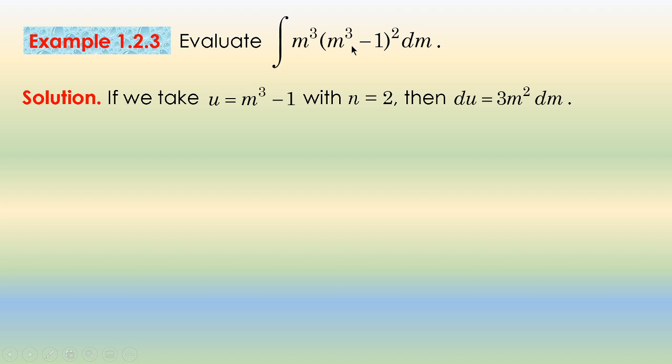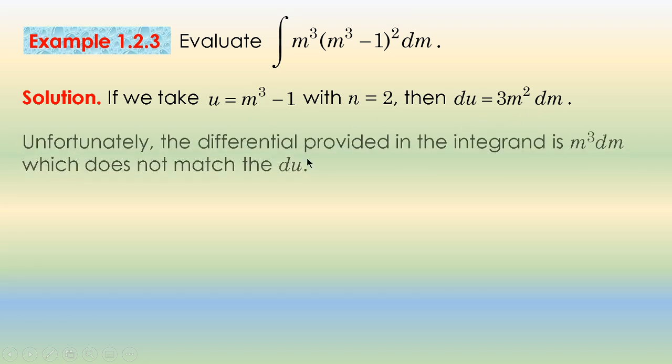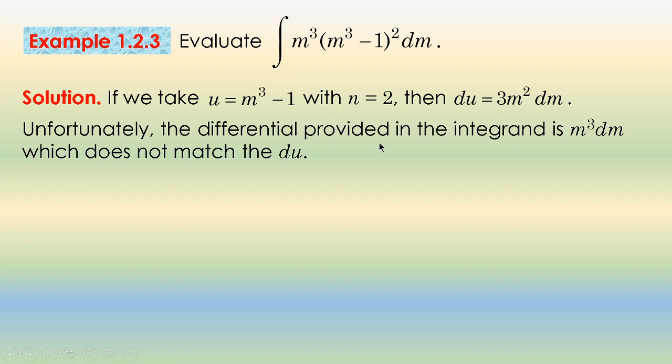Potential u here is m cubed minus 1 with n equal to 2. Let's see if the differential of this u is present in the integral. The differential of this is 3m squared dm. Unfortunately, the differential provided in the integrand, which is m cubed dm, does not match the differential of u, which is 3m squared dm.